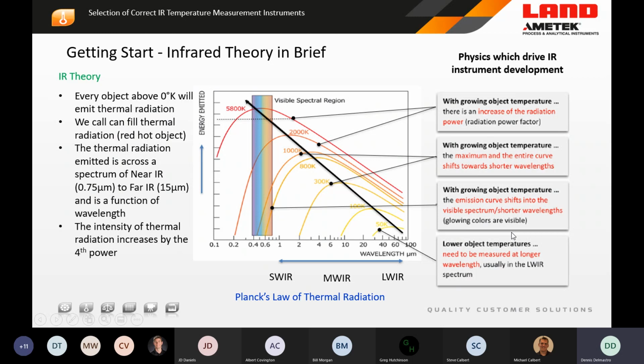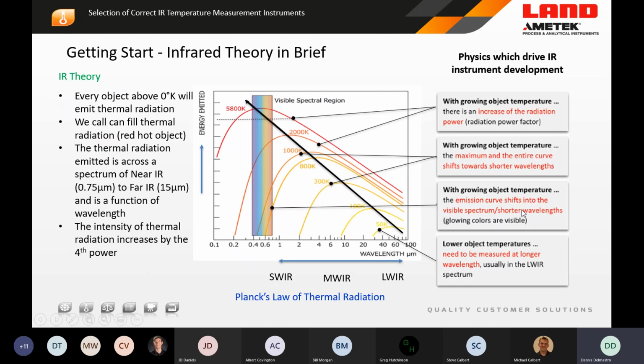There are four physical principles shown in this graph. First, with a growing object temperature, and you can see this temperature difference, there's an increase in the radiation power. That's pretty obvious. If you go over to the Y scale, you can see that as the temperature goes up, more energy is being emitted. The second one: with growing object temperature, the maximum, look at the points, and the entire curves are shifting towards shorter wavelengths. So as temperature goes up, the peaks and the entire curve shift over to the left towards shorter wavelengths.